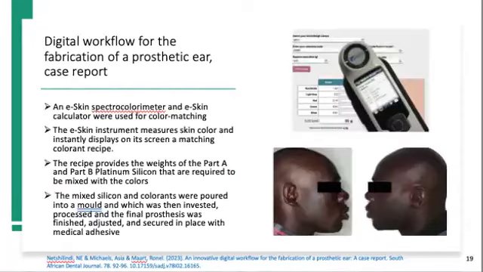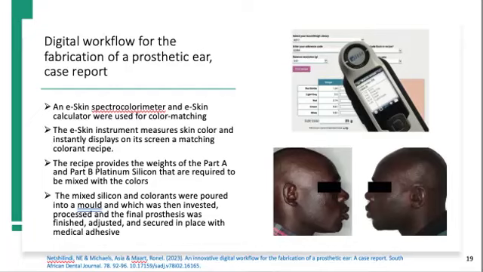Now, in order to take the color, the skin tone and color of the patient, an eScan spectrocolorimeter and eScan calculator were used, and the eScan uses a digital library of nearly 20,000 skin tones to match the patient's skin for prosthetic applications. How is it used? This eScan instrument measures the skin color and instantly displays on its screen a matching coloring recipe.